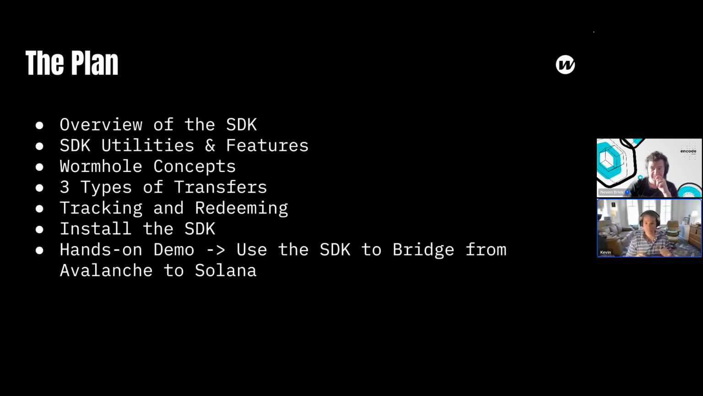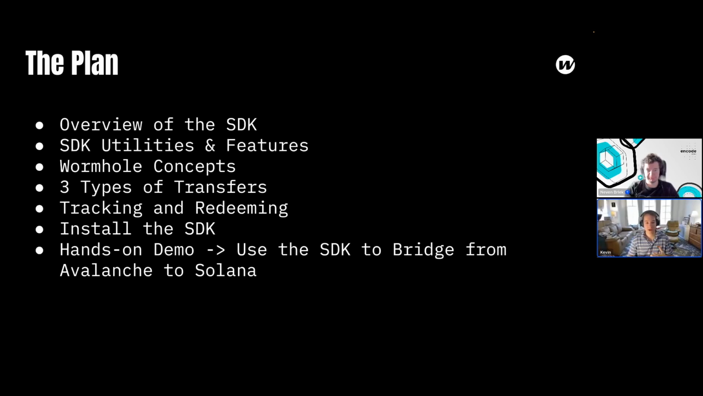There are three main types of transfers. So we'll be looking at each of those three types and how setting each of those up differs. We'll look at tracking and redeeming your transactions. We'll use Wormhole Scan to do the tracking. And then for the redeeming, that will be taken care of in our script. And it's also something that can be done at Portal Bridge.